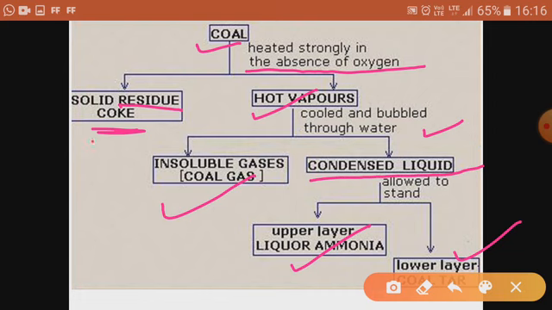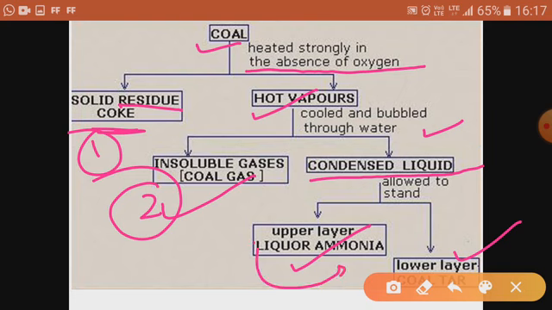So these are the products. One, coke. Second, coal gas. Third, liquor ammonia, where these two are at one place. And fourth is your favorite, coal tar, which is used for surfacing roads. Coal tar is a mixture of 200 or more substances.